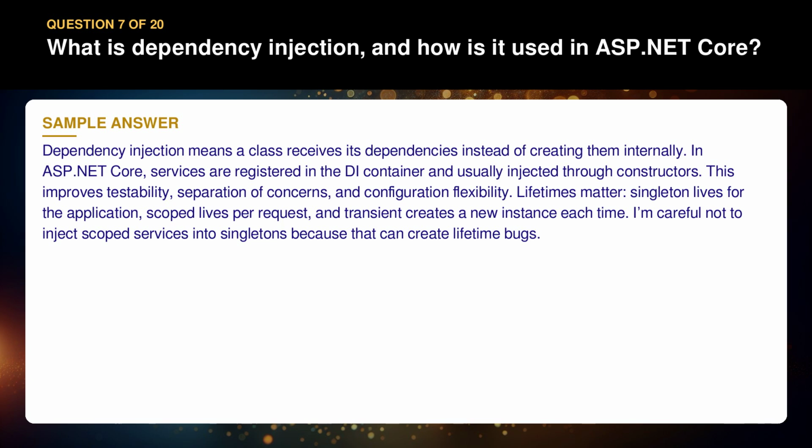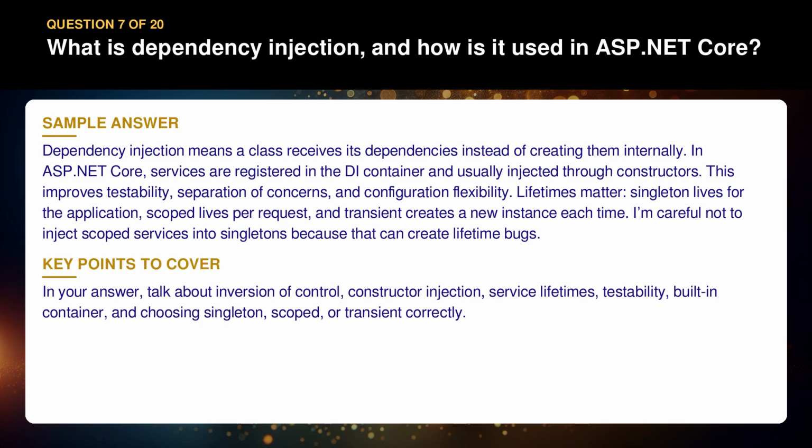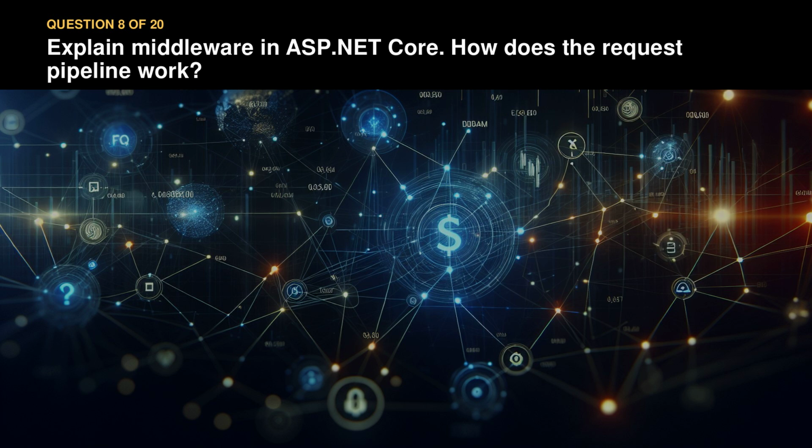Singleton lives for the application, scoped lives per request, and transient creates a new instance each time. I'm careful not to inject scoped services into singletons because that can create lifetime bugs. In your answer, talk about inversion of control, constructor injection, service lifetimes, testability, built-in container, and choosing singleton, scoped, or transient correctly.